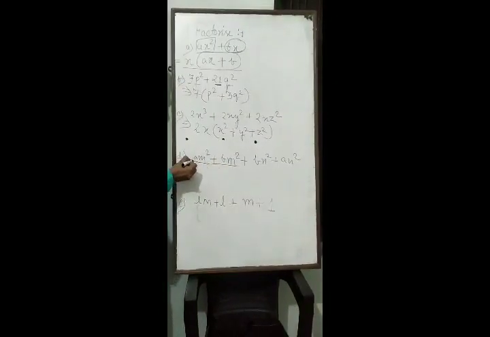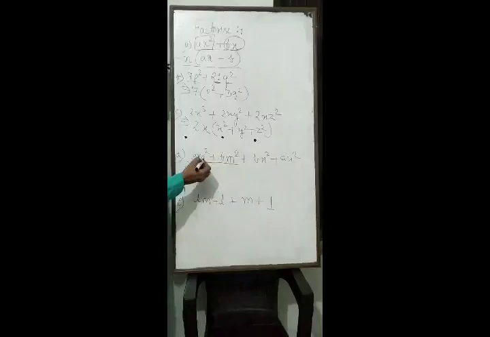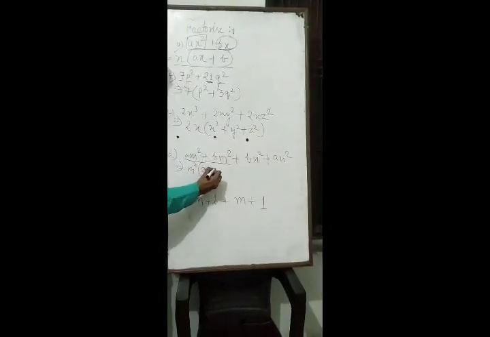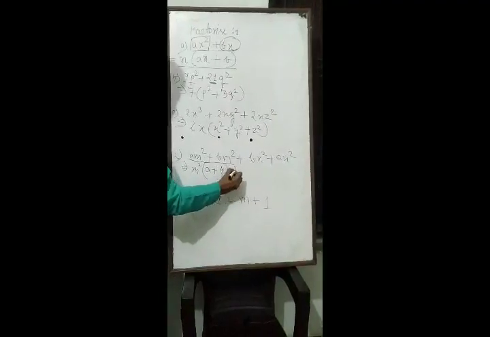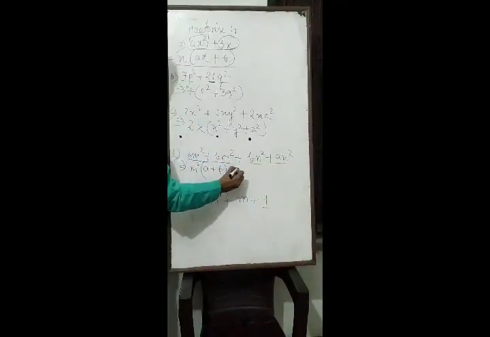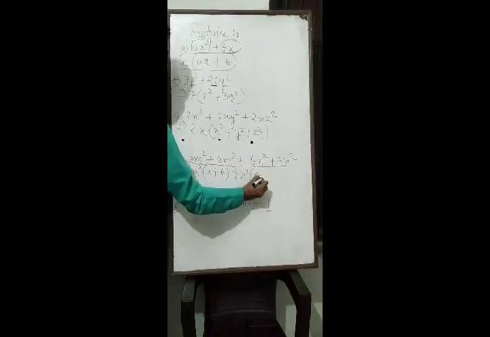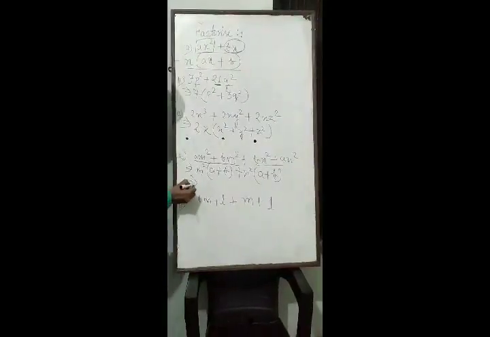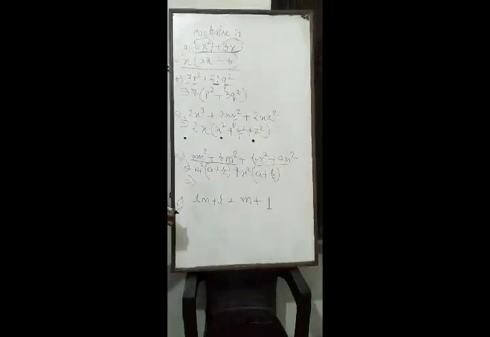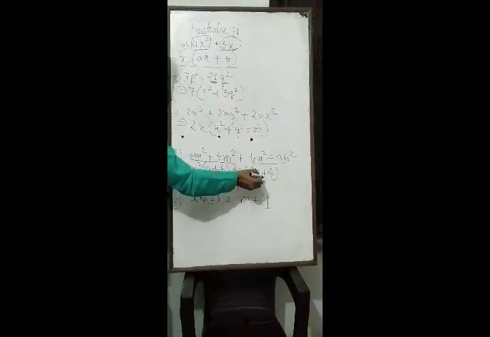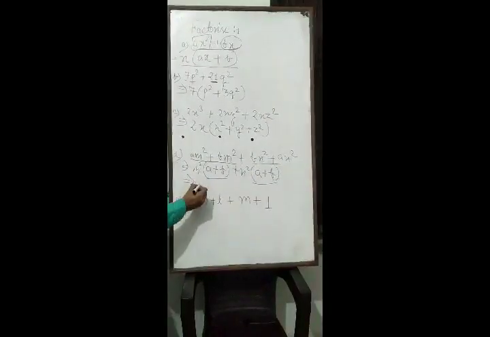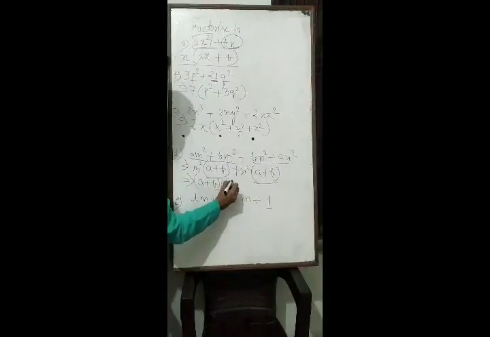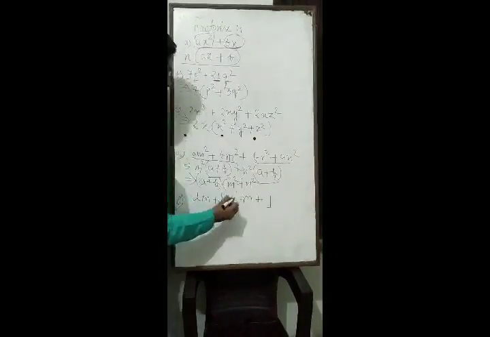Let's see the next question. In this question, starting two terms, firstly we will take m square common from the starting two terms. What will be remaining? a plus b. And from the last two terms, n square will be common, so a plus b will be remaining from the last two terms also. Now you can see here a plus b is common in both terms. That means a plus b will be common. So what will be remaining? m square plus n square.